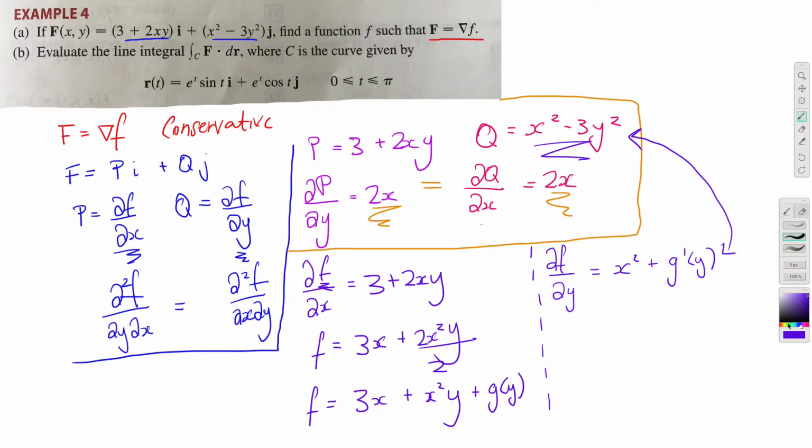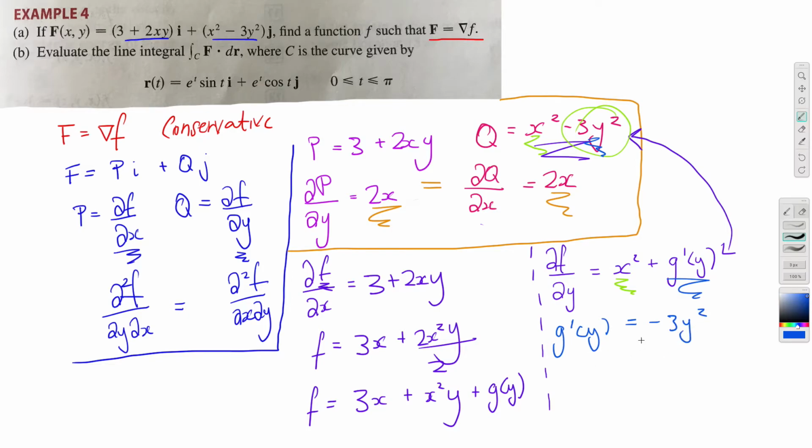And it is kind of the same. We've got an x here, we've got an x there. Well, what on earth is this? Well, that tells us that this must be this. So g of y must be minus 3y squared.